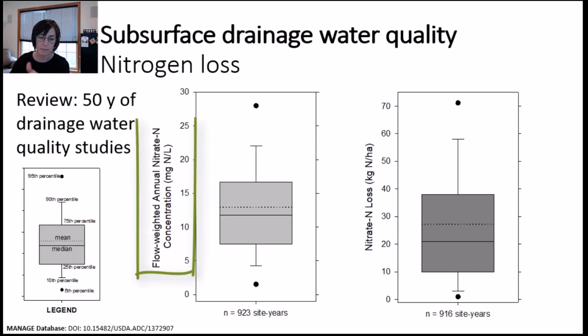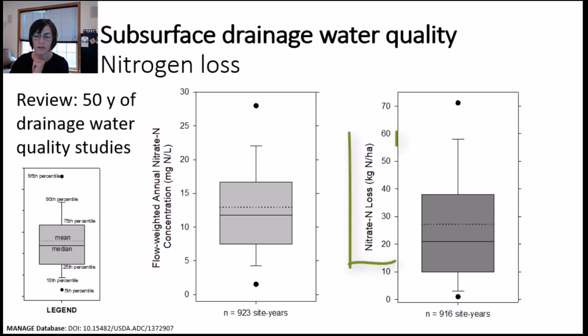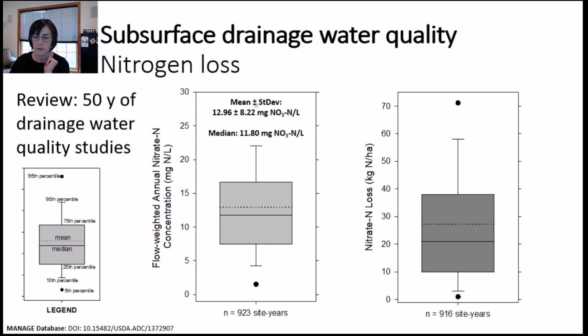So the graph in the middle of the screen is flow-weighted annual nitrate concentration, and the graph on the right is annual nitrate loss. Average tile drainage nitrogen concentrations, the mean tends to be around 13 from our database, but you can see, of course, there's a range there. And actually, because these data were not normally distributed, the median rather than the mean is a more appropriate statistic to talk about. And even our median is nearly 12, 11.80 milligrams nitrate nitrogen per liter.